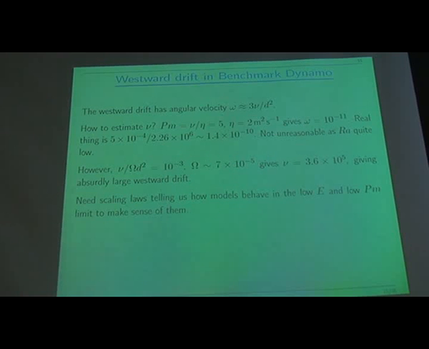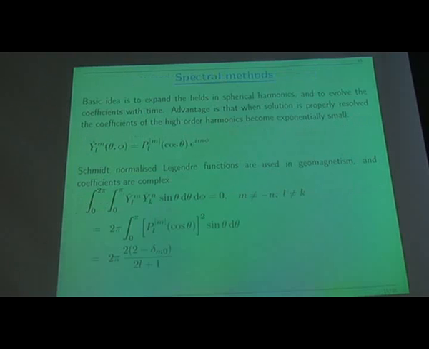And this is connected with this Rossby number problem that I mentioned before. You just cannot interpret the benchmark dynamo in terms of the correct omega. You've got to use the slow rotation in order to get the westward drift correct and get it into agreement with that. So again, you need scaling laws to tell you how to interpret these calculations which are inevitably being done with slightly wrong parameters.